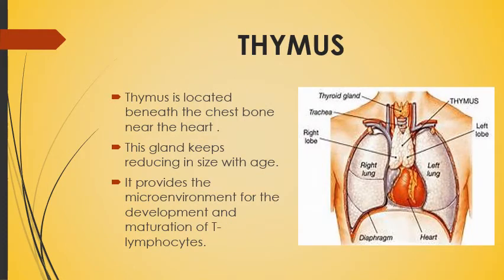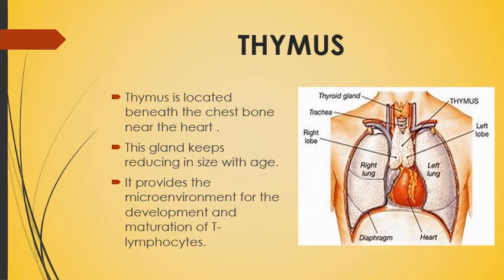So next is your thymus. It is located beneath the chest bone near the heart. So this is the location of the thymus, that is beneath the chest bone near the heart. This gland keeps reducing in the size with age. It provides microenvironment for development and maturation of T lymphocytes. That's why the name is T lymphocytes.